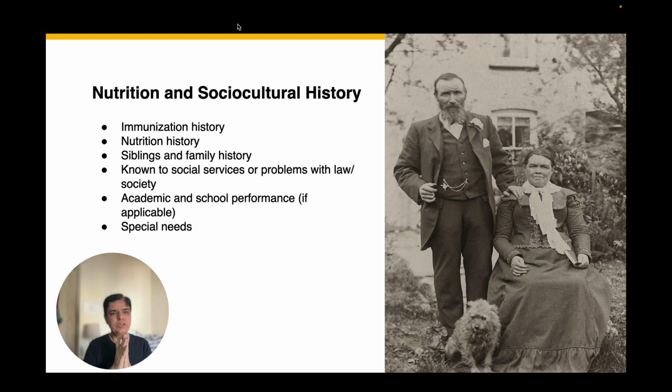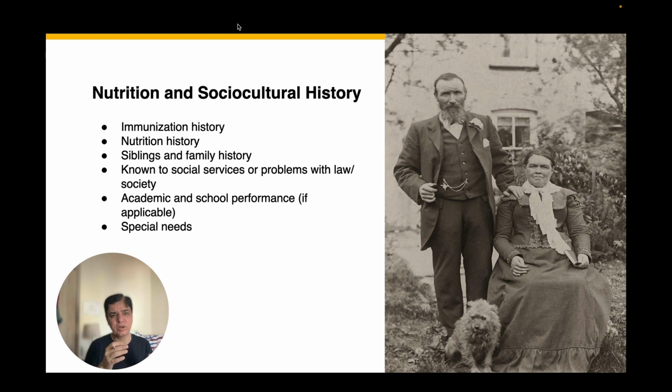Then after that is nutrition and sociocultural history. You ask about the diet of the child. If the child is small, whether he's been breastfed, bottle fed or a combination, when weaning started, and whether he has any special nutritional needs, for example a PEG tube and a liquid diet, or swallowing problems. You ask about immunization history. Very simply, you ask whether he is fully up to date with his jabs for his age or not. If not, you ask the reason. Most of the kids in the UK are immunized. Then you also ask about siblings.